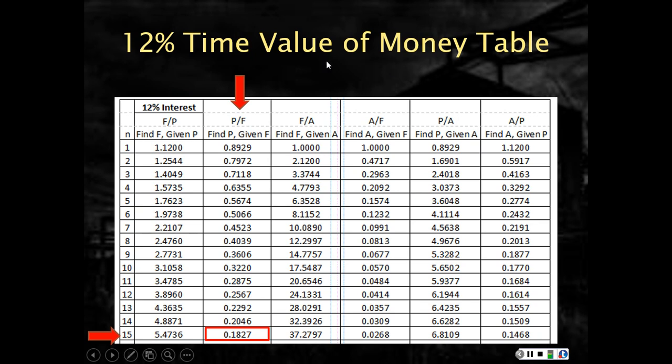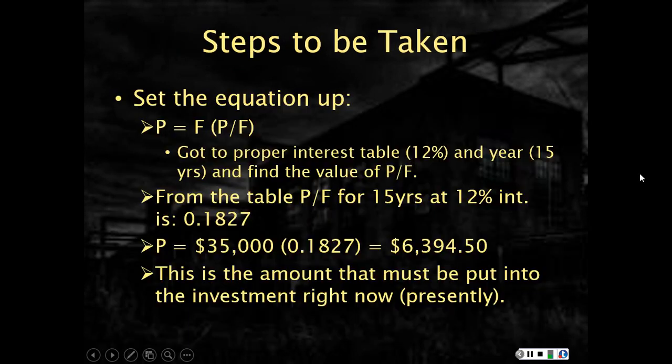So I have to go to this time value of money table for 12%. Like I said before, I have to find P. I'm given F. Find P, given F, which will give me the P over F value. I slide down. This is the number of years. I go down to 15 years. And that P over F number is 0.1827.